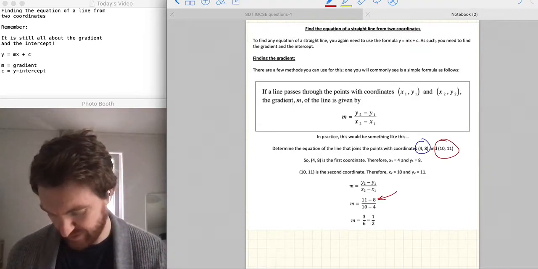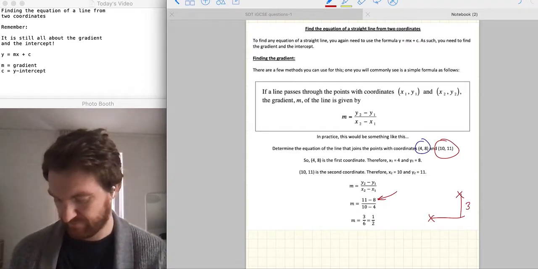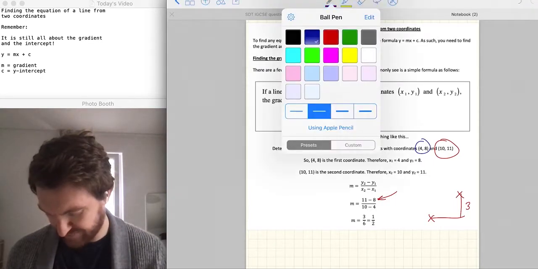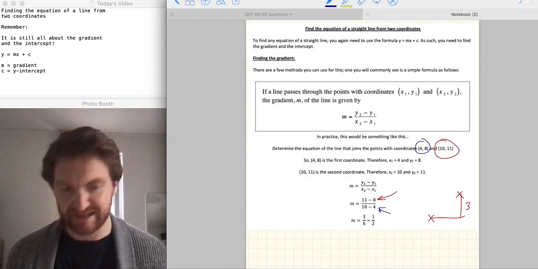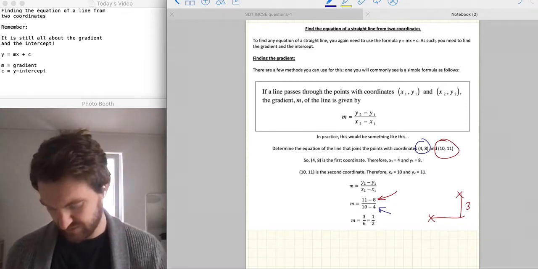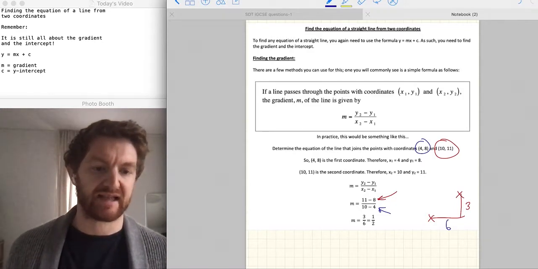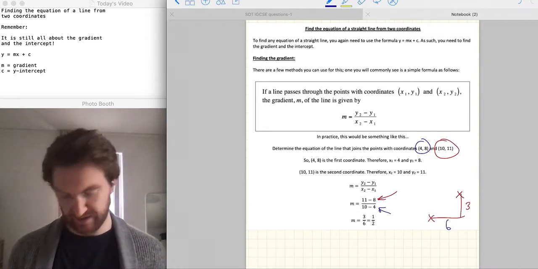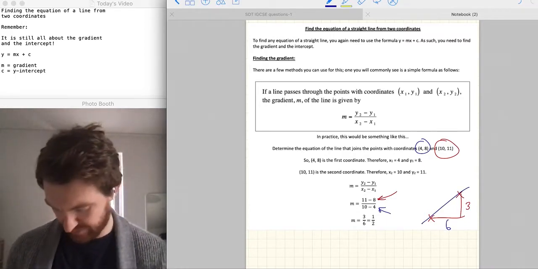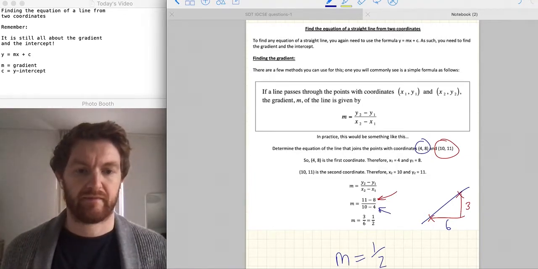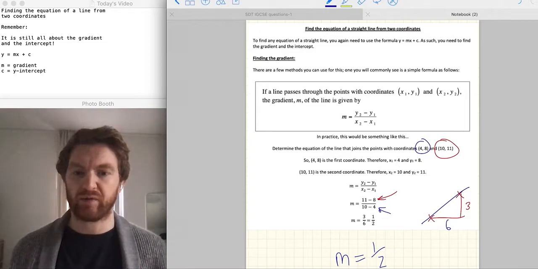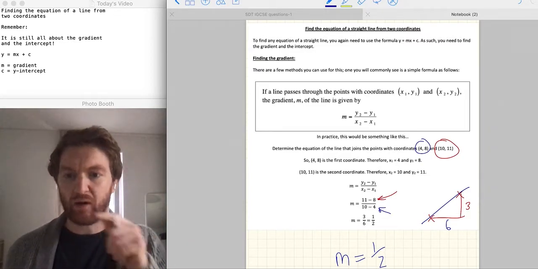If you remember, we had our two points and we've got our triangle. This bit here is 11 minus 8, which was the 3. The 10 minus the 4 is the change in the x-axis, the bit on the bottom, and 10 minus 4 is 6. So it's saying our triangle would look like this. There's our line, and we can see that the gradient is a half. It's just recreating the triangle, but instead of actually drawing it, we're working out what those values would be.